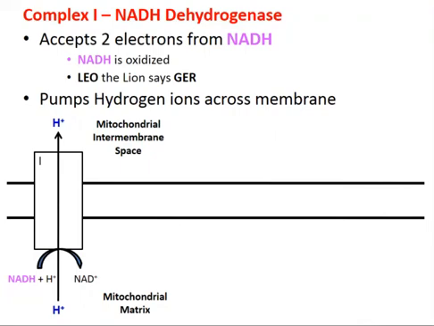So NADH is becoming oxidized when it's losing electrons, and the electron transport chain is becoming reduced when it gains electrons. Remember the rule from high school, Leo the lion says "Grr." When NADH is losing electrons, we have NADH becoming oxidized. And when the electron transport chain is becoming reduced, it's because it's gaining electrons.